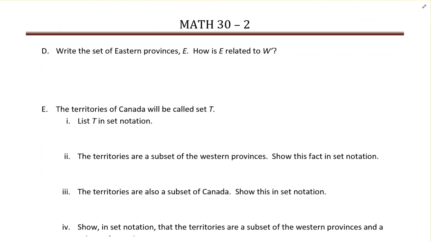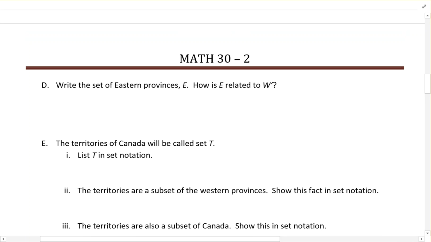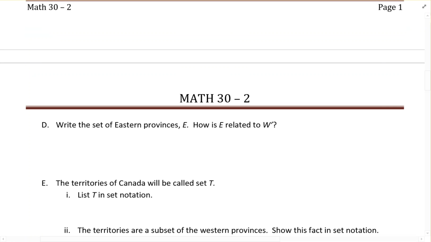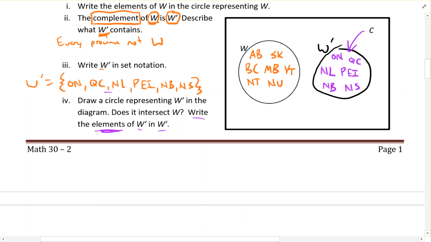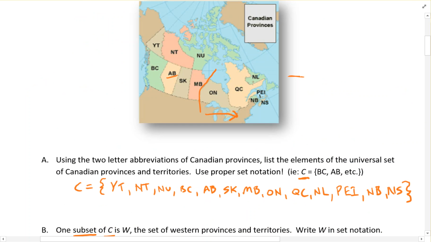So now D says write the set of eastern provinces. How is E related to W prime? Well, I'm not going to write that out, you can if you want, but E is W prime. So you can say E here is going to be equal to W prime. They're the same thing, right? The provinces that weren't Western provinces, the complement of the Western provinces, those were the Eastern provinces.